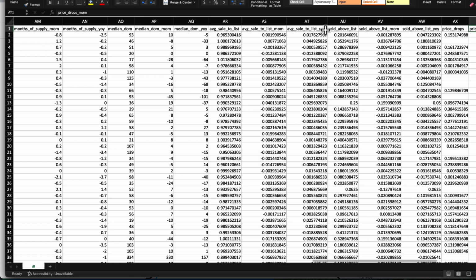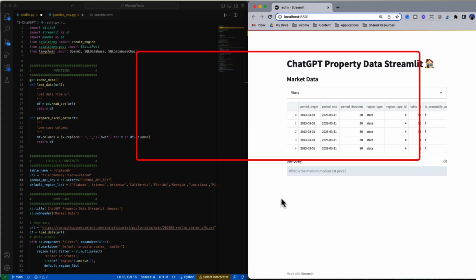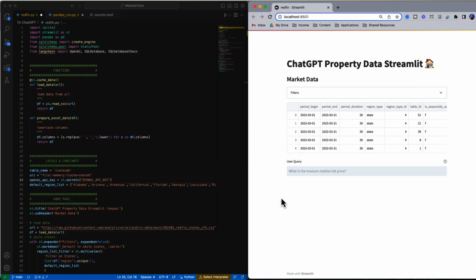This is the information that's going to allow us to answer questions like median days on market for a state, which ChatGPT was not able to do originally with their already trained data. We want to train ChatGPT with this data that we have. I'm going to first walk you through how this app works, and then we're going to work our way backwards and how we actually implement it with Python.